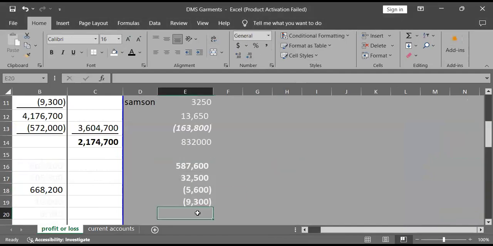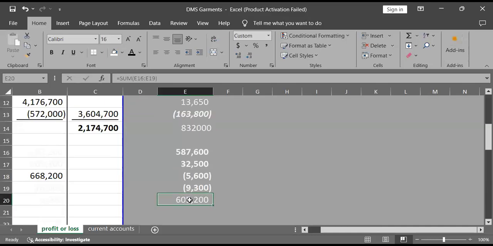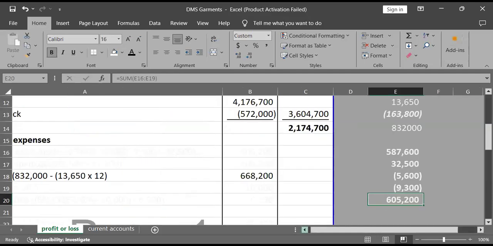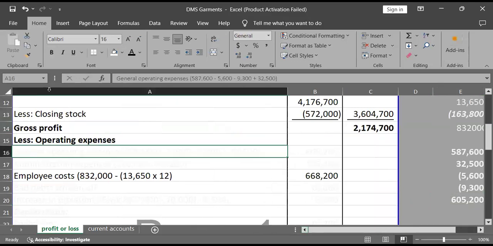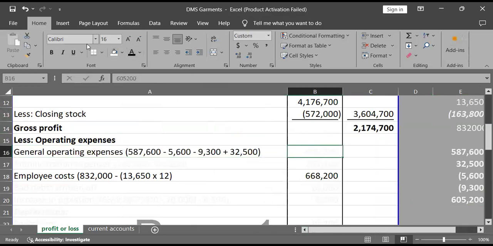So when I add up this, I'm going to get my net operating expenses being 605. In case there's any other adjustment I need to make for my general operating expenses, please feel free to let me know. So I'm going to clearly indicate that there.